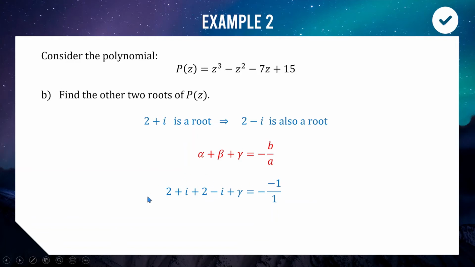So because of these conjugate pairs, the imaginary terms cancel out, and we end up with 4 plus gamma is equal to 1. So if we take 4 from both sides, we end up with our last root being equal to minus 3. Okay, there we go. There are the other 2 roots of P of z, 2 minus i and minus 3.